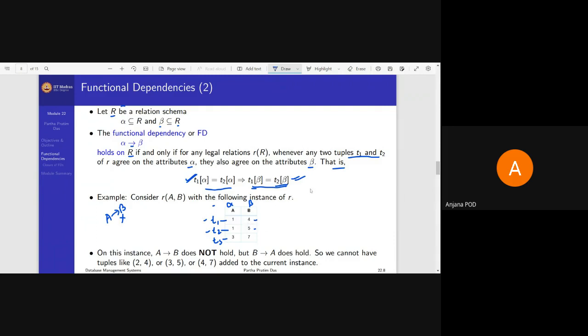So we can say that alpha does not determine beta, or A does not determine B. Now, if we want to check whether B determines A or not, we can see that all the values in B are unique. When all the values are unique, we can say that beta will determine A, or B determines A. I hope it is quite clear. We'll try to understand this with some more examples.